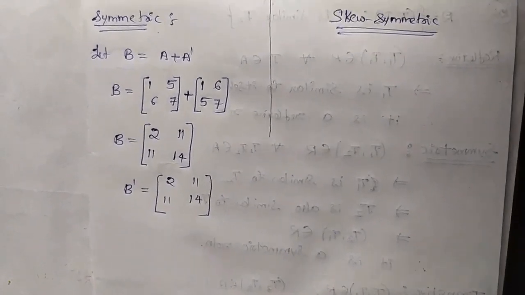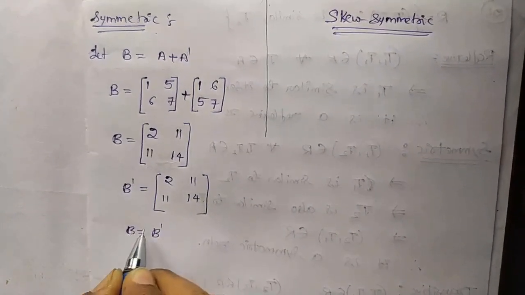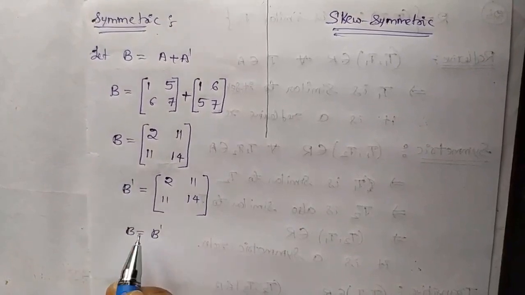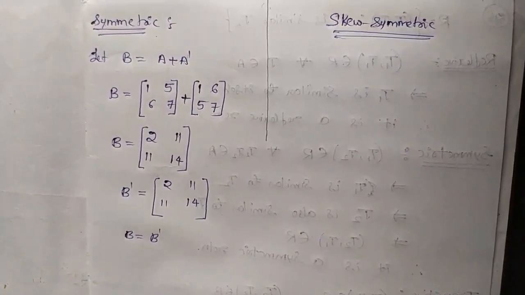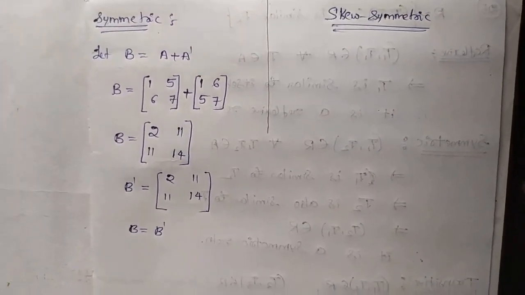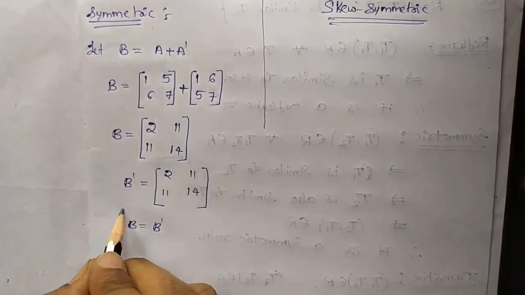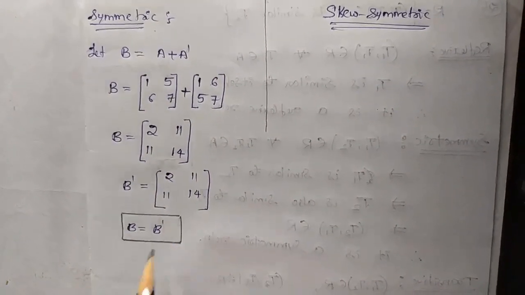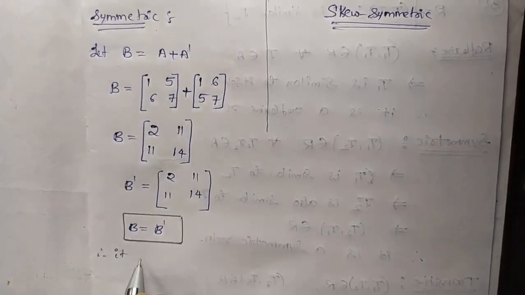A symmetric matrix is nothing but one where B equals B dash. Therefore B equals B dash. The matrix B and the transpose of that matrix B are equal. Therefore A plus A dash, I mean the B matrix, is symmetric.